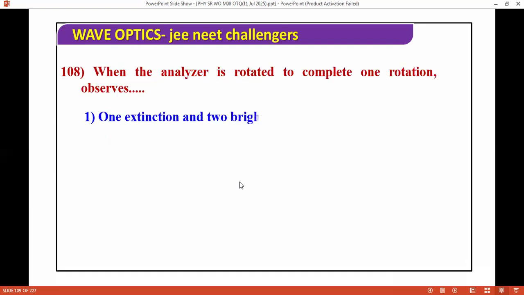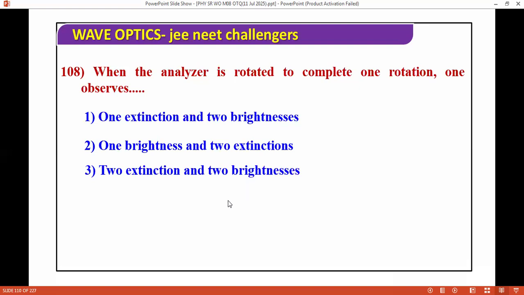When the analyzer is rotated to complete one rotation, one observes one extinction and two brightness, one brightness and two extinctions, two extinctions and two brightness, or no change in the brightness. The correct answer will be two extinctions and two brightness. So when the analyzer is rotated to complete one rotation, one observes two extinctions and two brightness.